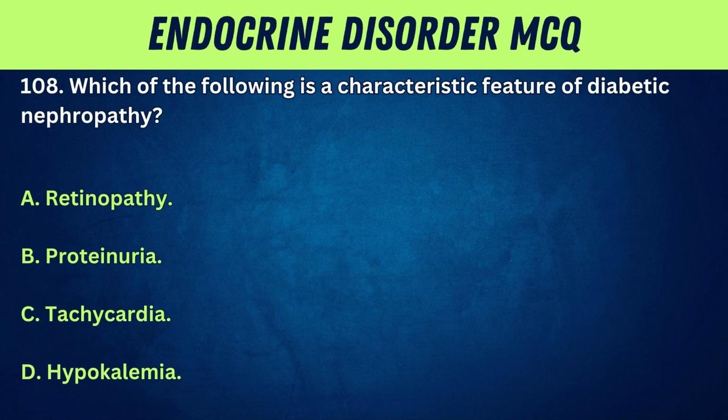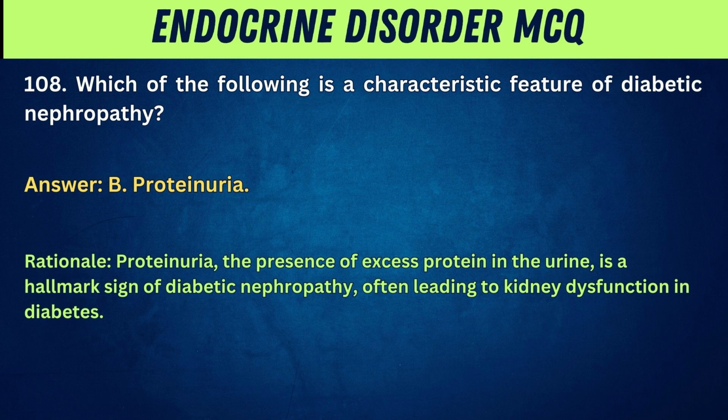108. Which of the following is a characteristic feature of diabetic nephropathy? A. Retinopathy. B. Proteinuria. C. Tachycardia. D. Hypokalemia. Answer: B. Proteinuria. Rationale: proteinuria, the presence of excess protein in the urine, is a hallmark sign of diabetic nephropathy, often leading to kidney dysfunction and diabetes.